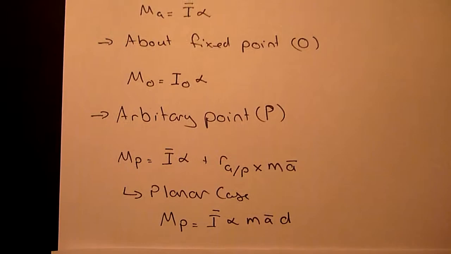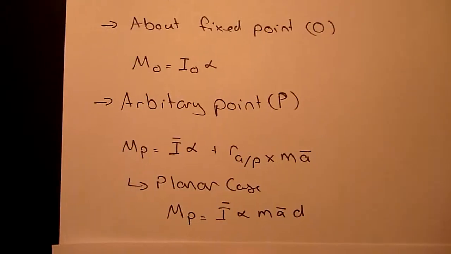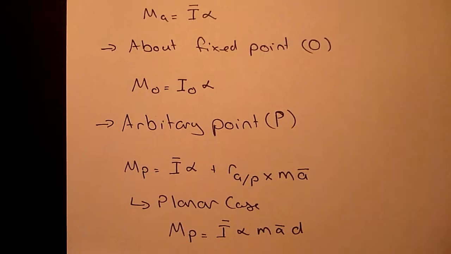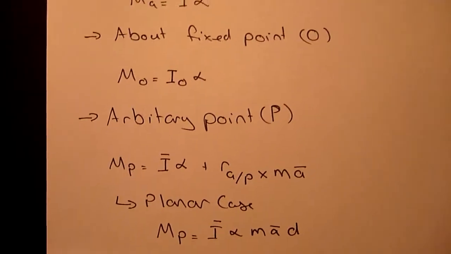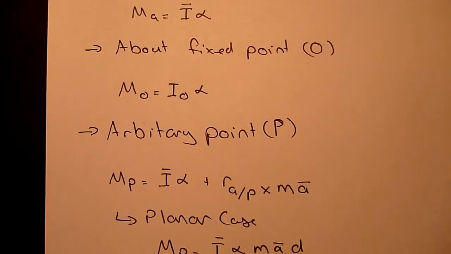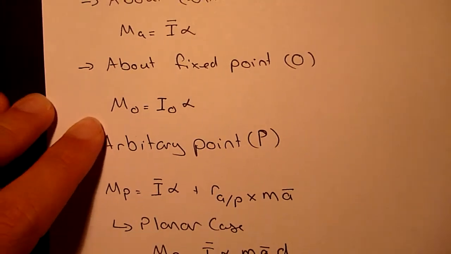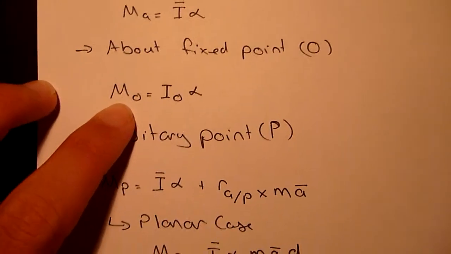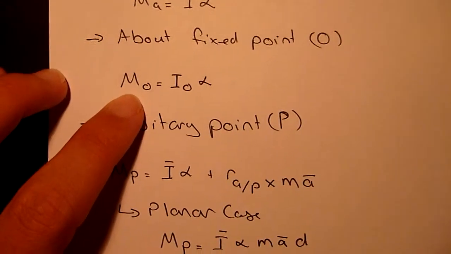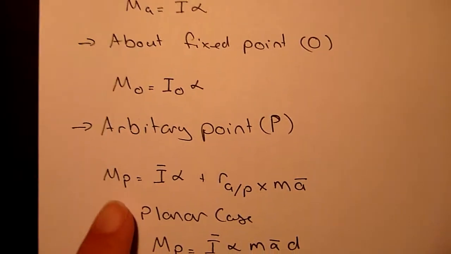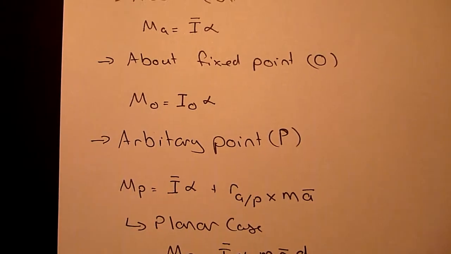Now, some explaining of these formulas. We can always write the balance of angular momentum at the centre of mass G. If there's a fixed point, we may write it as the sum of moments at O. And furthermore, we may also write it as the sum of moments at P if this is more convenient.